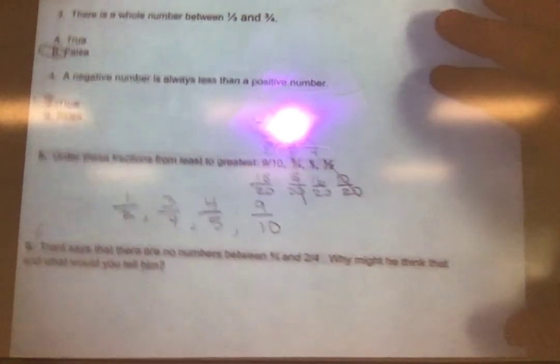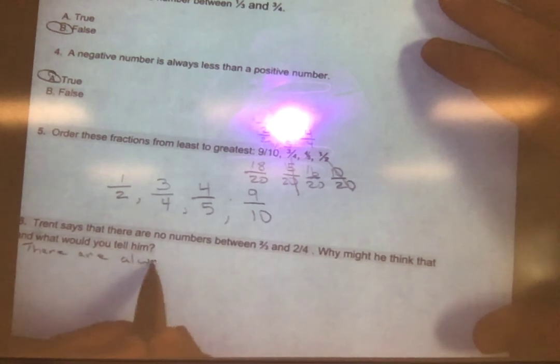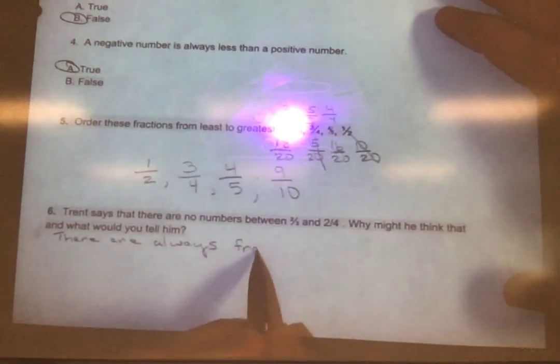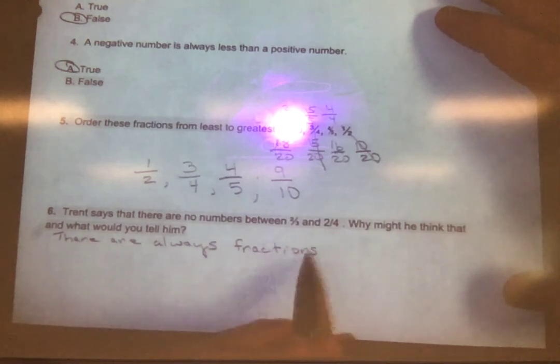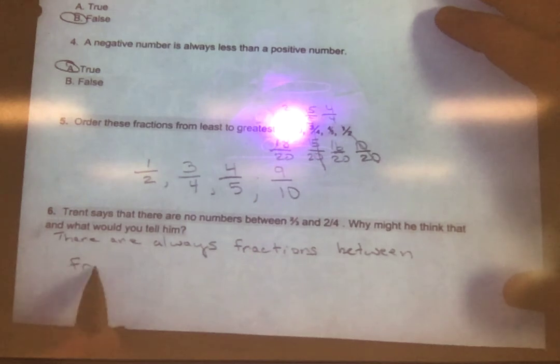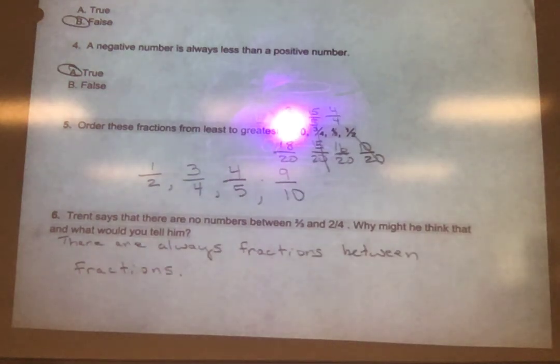Okay, and I'm going to write that. There are always fractions between fractions. Okay, we can always zoom in and find smaller fractions with smaller pieces and get things that fall in between fractions, even when they get really small.